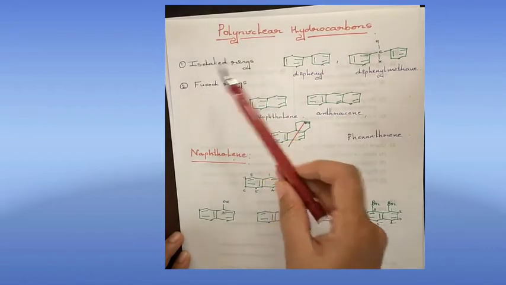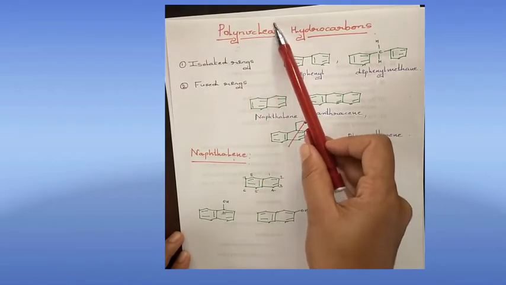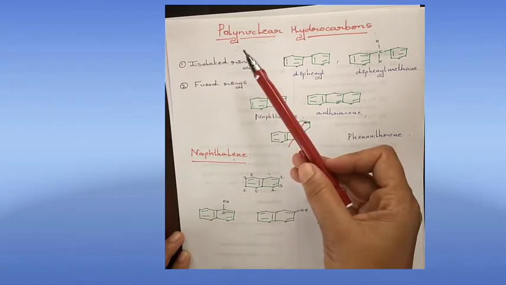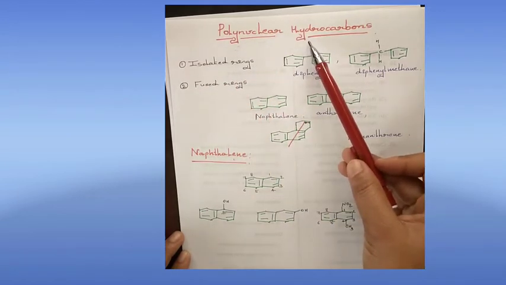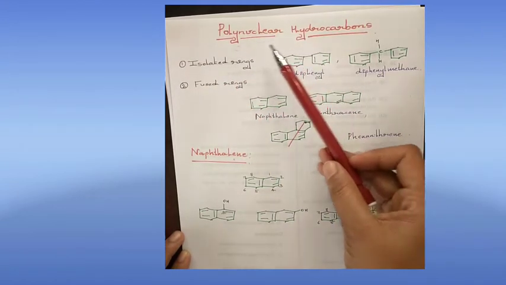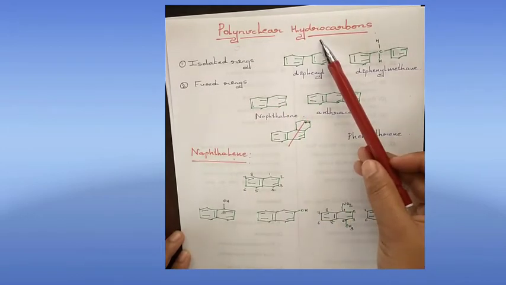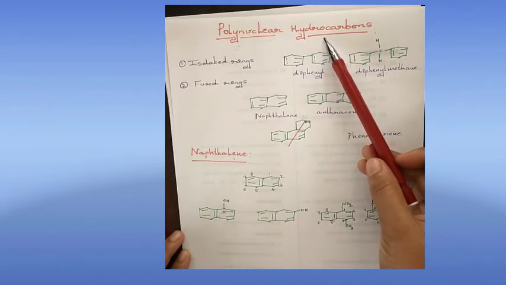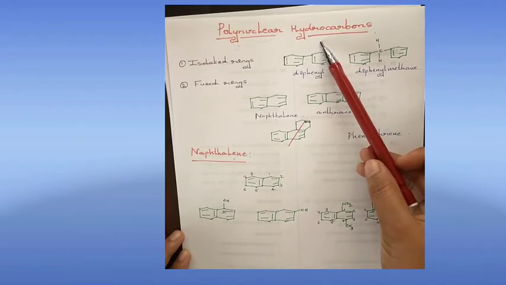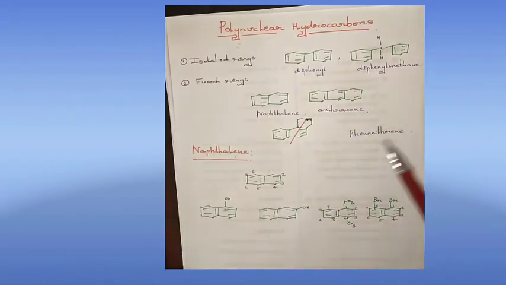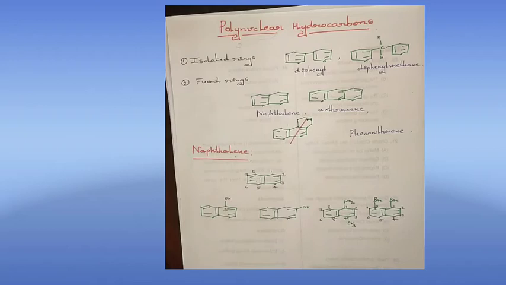I repeat once again. Poly means many, nuclear means nucleus. It contains more nuclei. Hydrocarbon means that it contains carbon and hydrogen. Polynuclear hydrocarbons is the class of aromatic hydrocarbons containing multiple aromatic rings. And here electrons are delocalized in it.